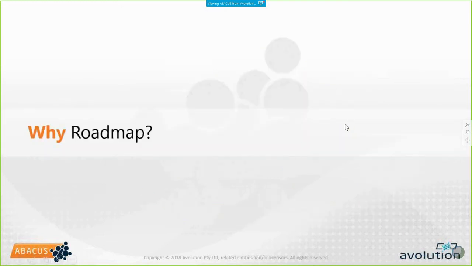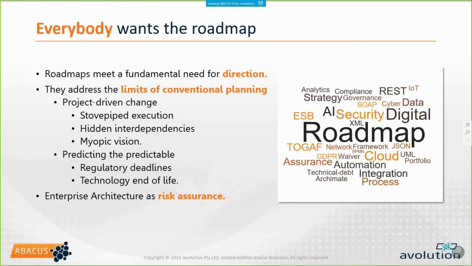So let's start off with looking at why we roadmap in the first place. Because although the roadmap really is the foundational asset for many EA practices, everybody wants a roadmap, like the slide says. So we go out and talk to guys about cloud, we go out and talk to guys about digital or about cybersecurity, but the one thing everybody always asks for is a roadmap.